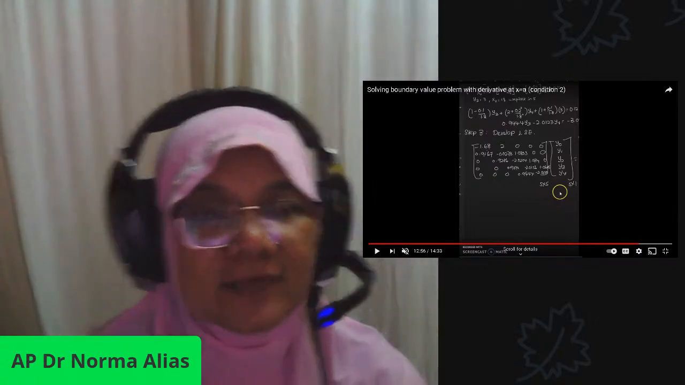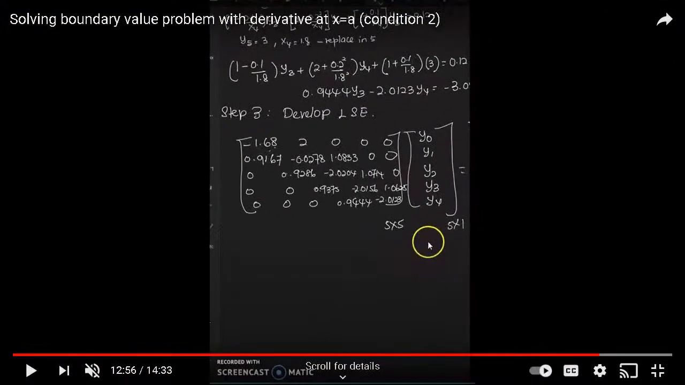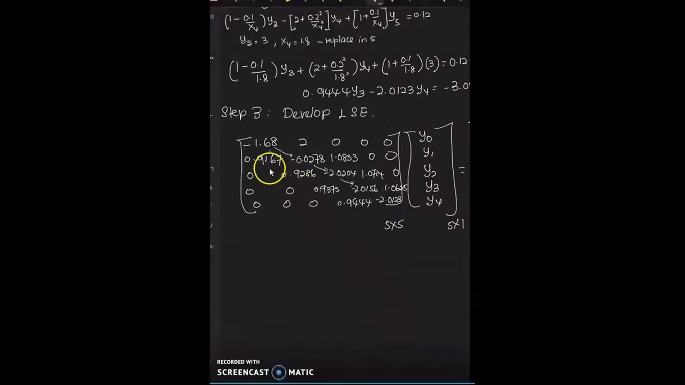You can get the values of y0, y1, y2, y3, y4, and the solution of the temperature behavior for every point. All right, so now I apply. You can see here the matrix is tridiagonal. This is the lower of the diagonal, and that one is the upper of the diagonal. And then solve using Thomas.